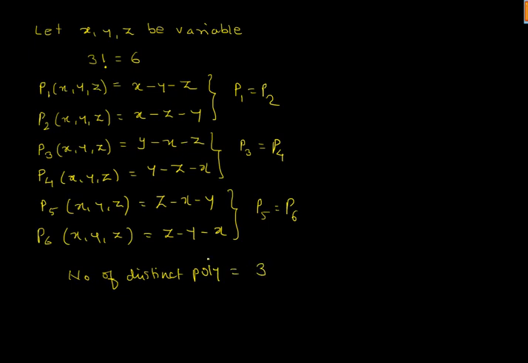And what Lagrange actually stated is that the number of distinct polynomials always divides the total possible permutations of these variables. So the total possible permutations of x, y, z are 6 and the total distinct polynomials are 3. 3 divides 6, and therefore this result on polynomials was stated by Joseph Lagrange in 1771.